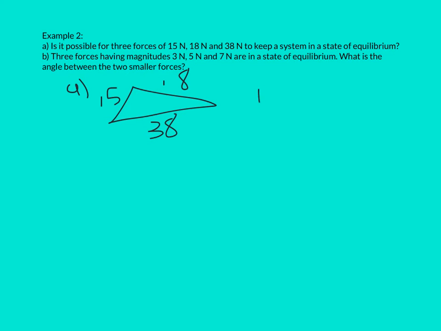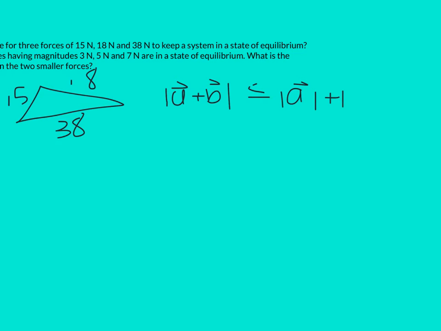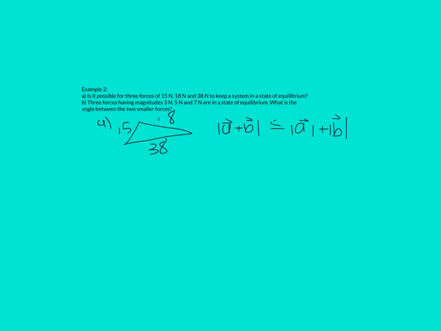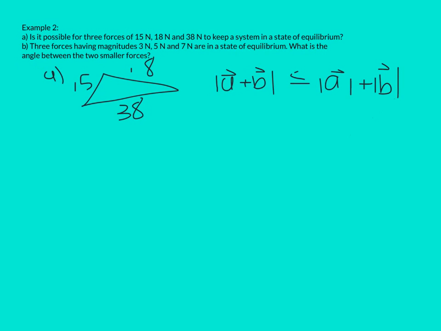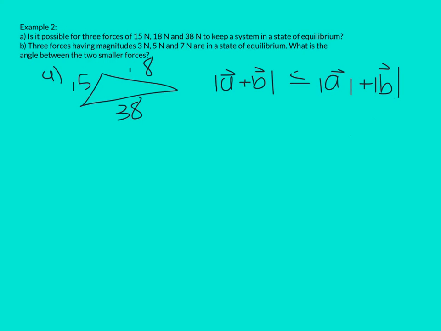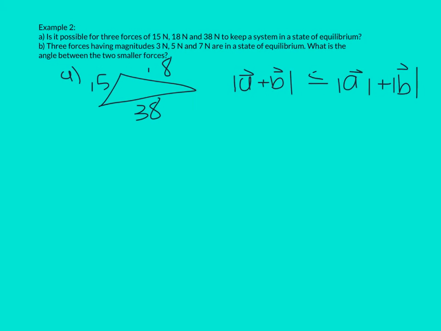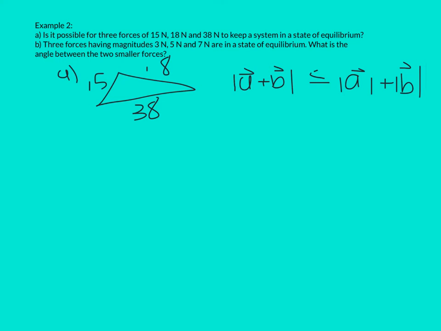So if you have the addition of 2 vectors, in other words, something that forms a triangle, it has to be less than or equal to the sum of the 2 magnitudes. So in this case, this one will fail because it's definitely not less. A plus B in this case, 15 plus 18 is 33. So 38 is not less than or equal to 33, so it's not possible. The second one is possible, so we have 3, 5, and 7 that are in a state of equilibrium. What is the angle between the 2 smaller forces?